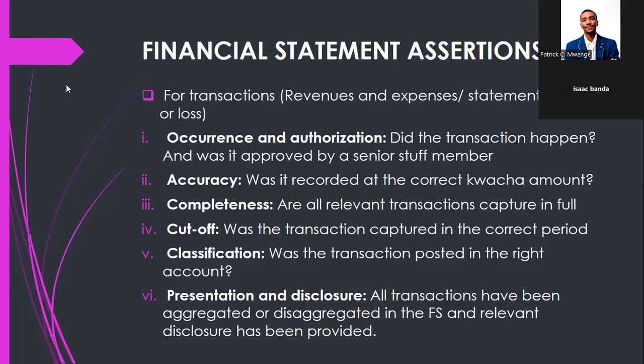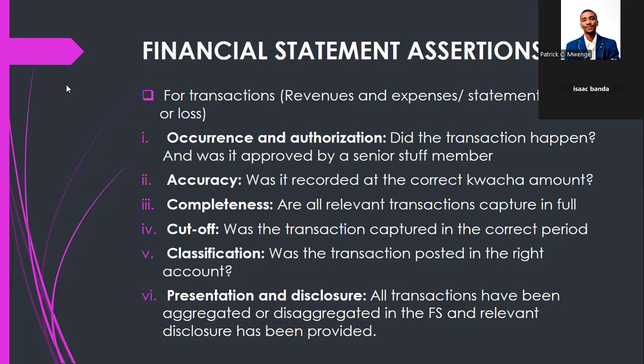Then accuracy. Was it recorded at the correct amount? So when we're testing the assertion of accuracy, we go into the ledgers, we get an invoice, then we ask the accountant, okay, show us where you recorded this particular invoice that we have.